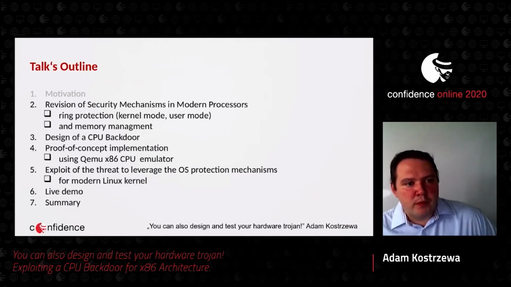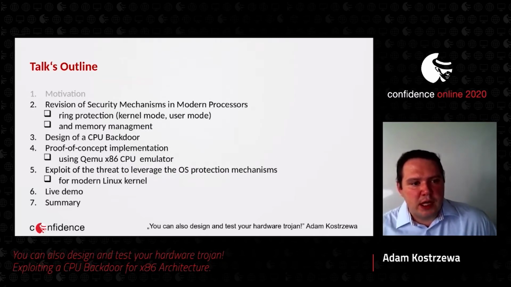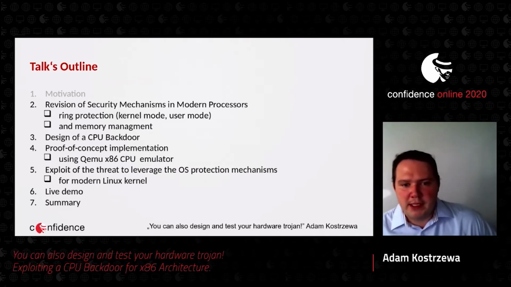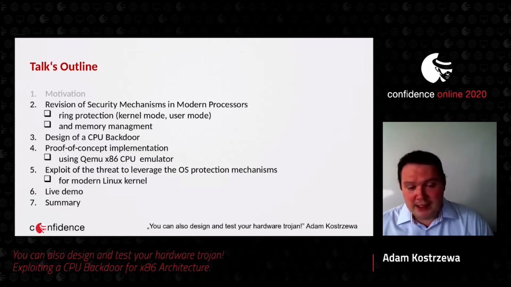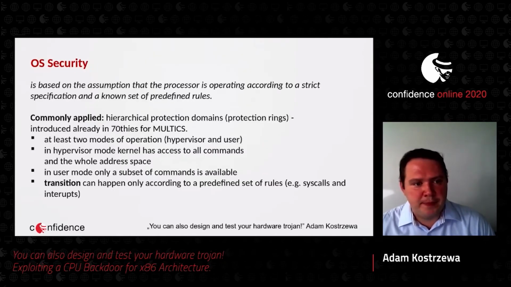This talk will be structured as follows. I will firstly revise for you the security mechanisms in modern processors. Ring protection and memory management are the main topics. Then we'll together design a CPU backdoor, and our design will be confirmed by a proof of concept implementation using the Qemu x86 CPU emulator. Then we'll also design an exploit to leverage the OS protection mechanism for modern Linux kernels. After this, I will show you a live demo. So you will see the backdoor and exploit in action, and I will conclude this talk.